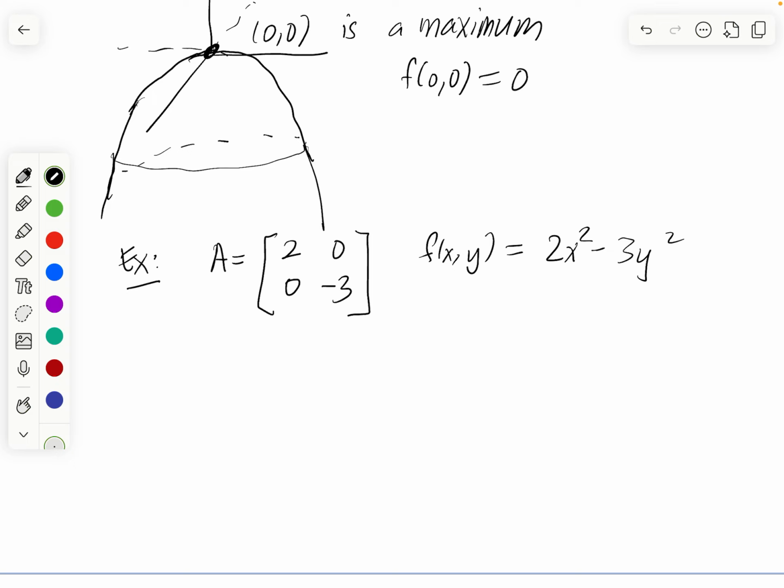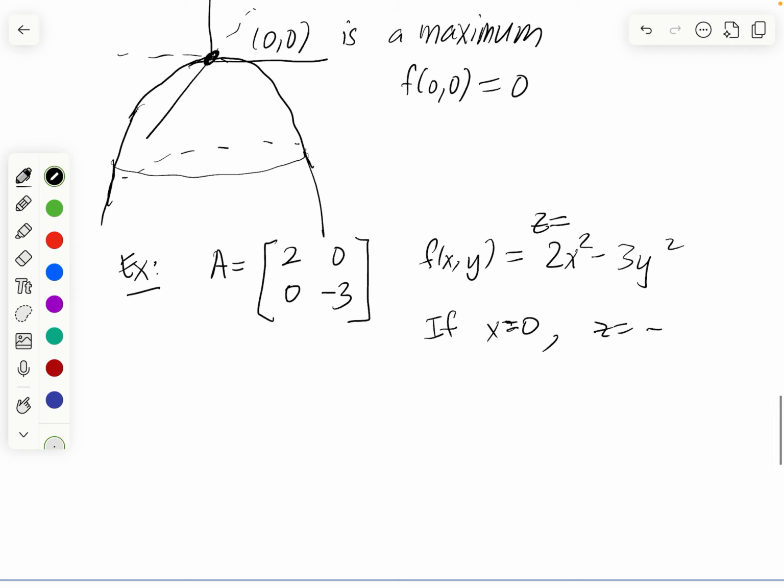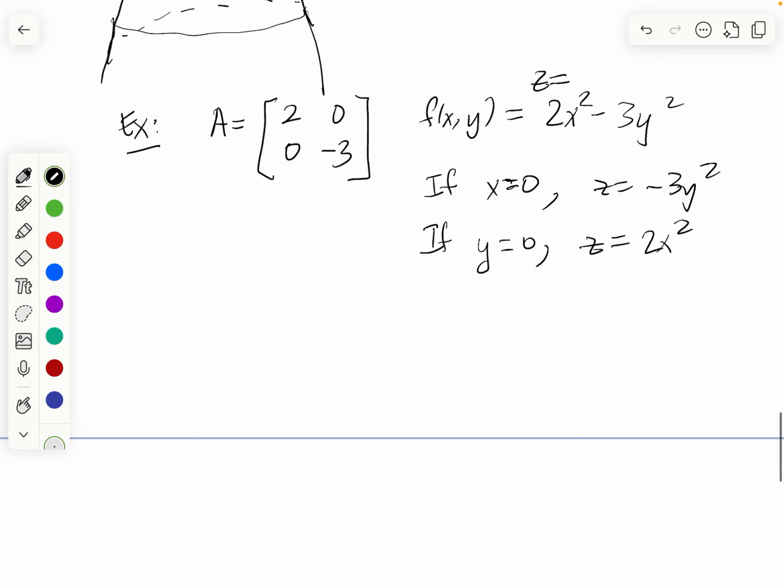Okay. In this case, if you look at the cross section again, so let's just call this z. If x is equal to 0, you get z equals -3y squared. And if you set y equal to 0, you get z equals 2x squared. So what that means in terms of the graph is when you look at it from the perspective of the xz plane, that's when y is equal to 0, you get this parabola 2x squared. So it's like this.